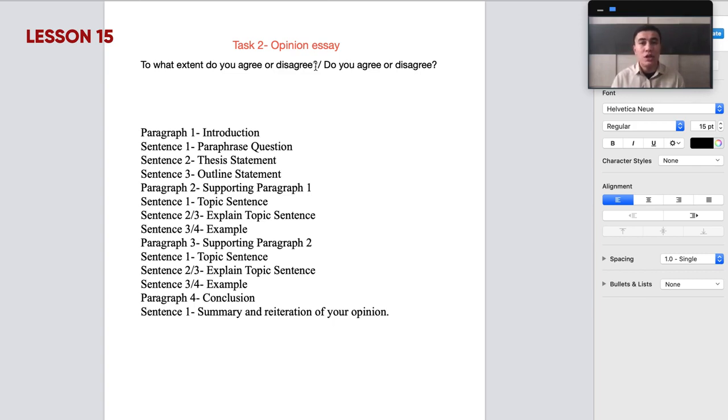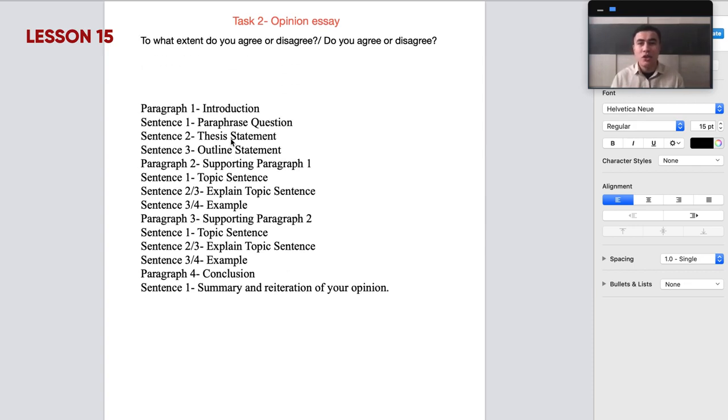And of course the general structure for this essay type is very simple. Usually it consists of 4 paragraphs. First paragraph is going to be your introduction. You probably remember components of a good introduction, so a paraphrased question, this is going to be your first sentence, then followed by a thesis statement and of course an outline.